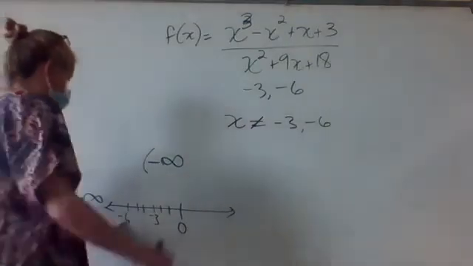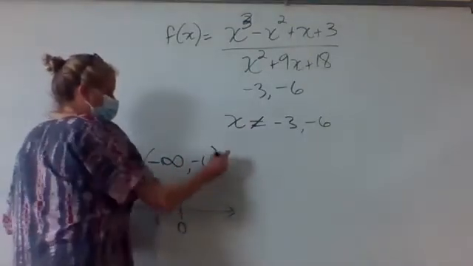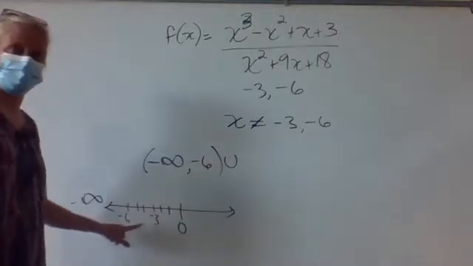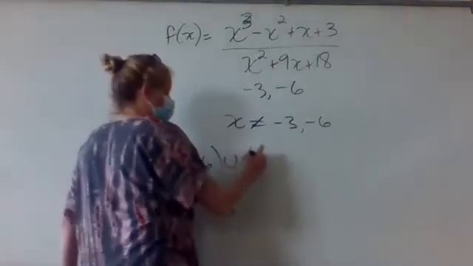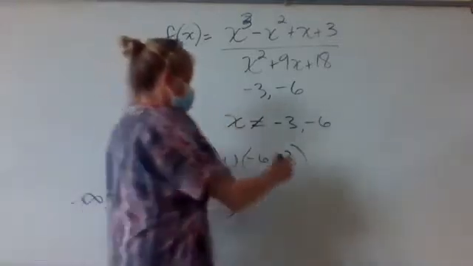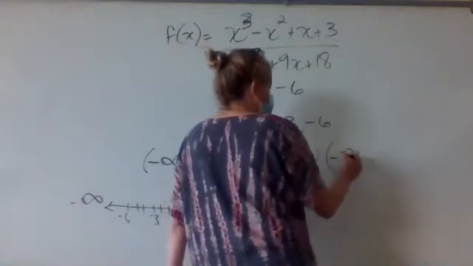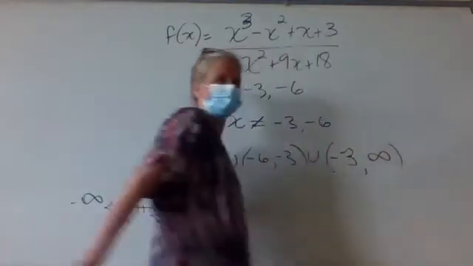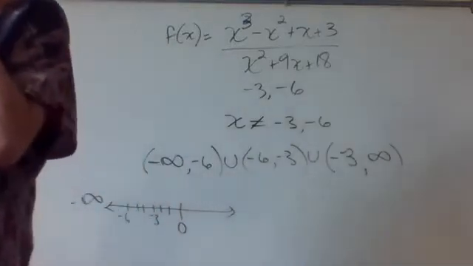So let's see, negative infinity to -6 in union with the numbers in between -6 and -3 are good, so that's how you would show that. And I want to also include the numbers above -3, which would be -3 to positive infinity.